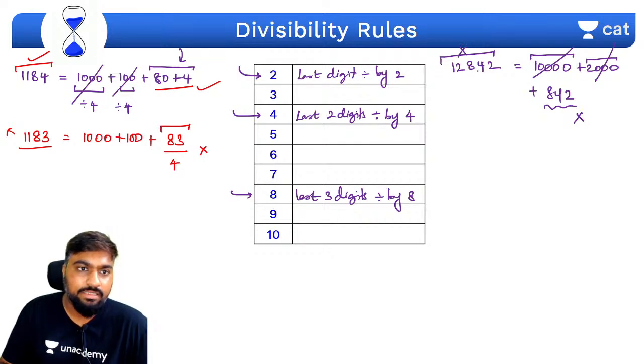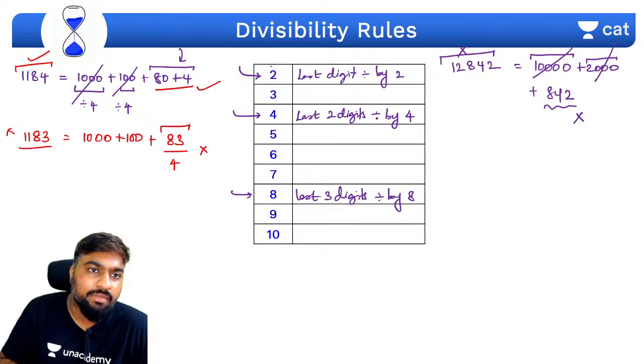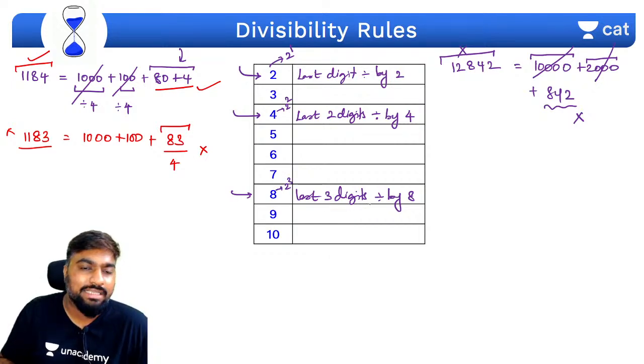Are you able to understand this logic? So the pattern you can remember is, this is 2 to the power 1, so you're going for the last 1 digit. This is 2 to the power 2, so you're going for the last 2 digits. This is 2 to the power 3, so you're going for the last 3 digits.